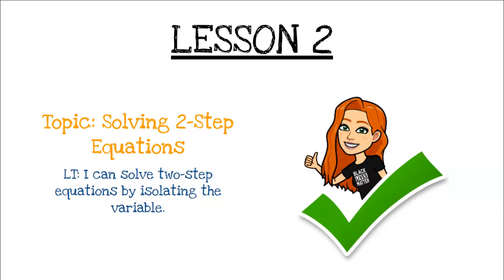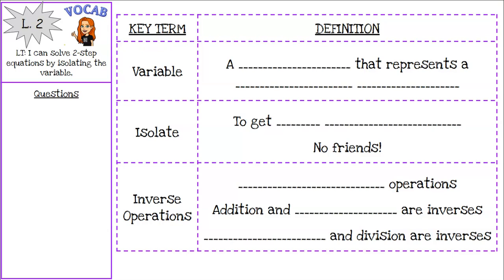Lesson 2, topic: solving two-step equations. Learning target: I can solve two-step equations by isolating the variable. Reminder of our key terms and definitions. We talked about these last lesson, but we want to refresh our memory.